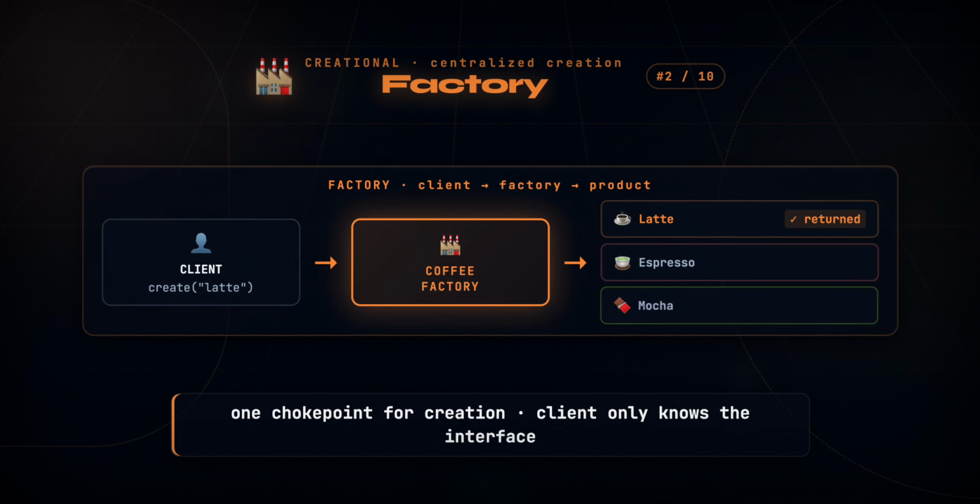The factory pattern. You don't construct objects directly, you ask a factory to do it for you. Why? Because direct construction couples your code to specific classes. Factories give you a single choke point where object creation lives, and the rest of your code only knows about interfaces. Add a new database driver, a new payment provider, a new file format, change one factory, nothing else moves.